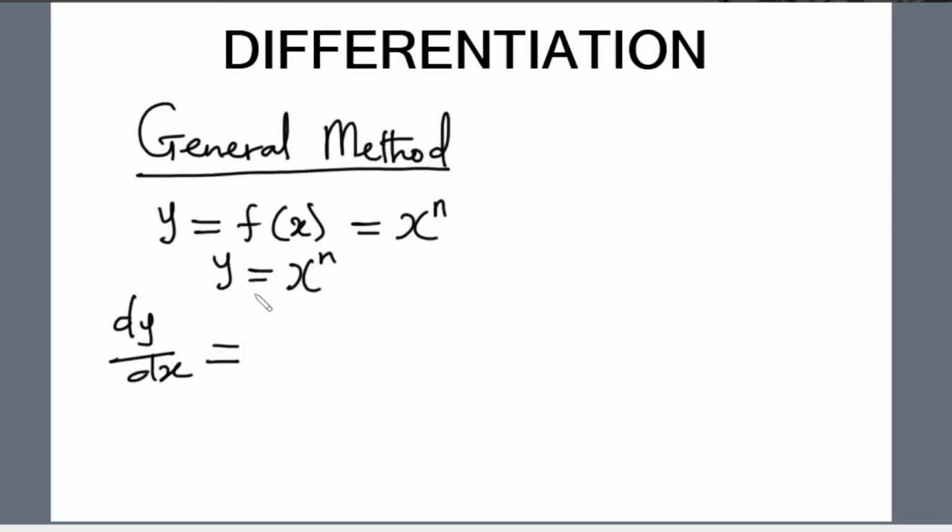Now, this is how the general method works. You multiply x by the power and then subtract 1 from the power. What do I mean? n multiplied by x, n is the power of x, and then raised to the power n minus 1. You multiply x by the power and subtract 1 from the power.